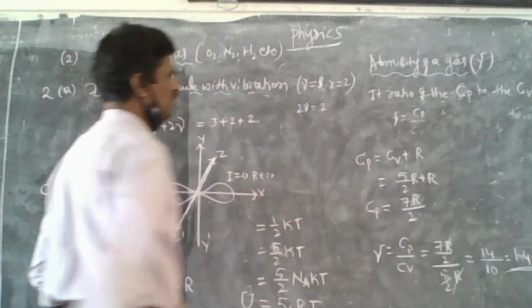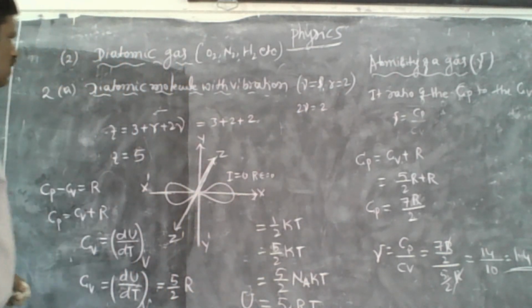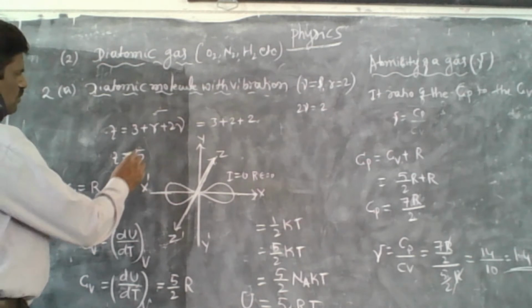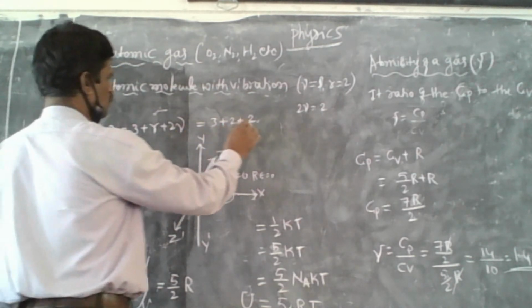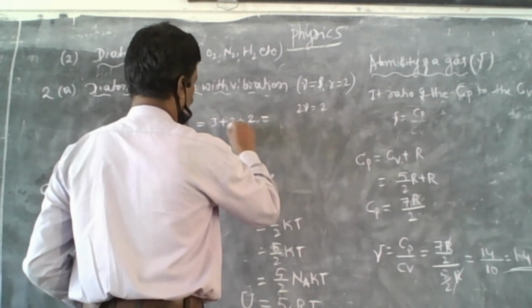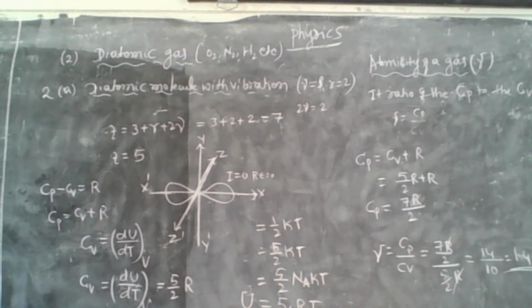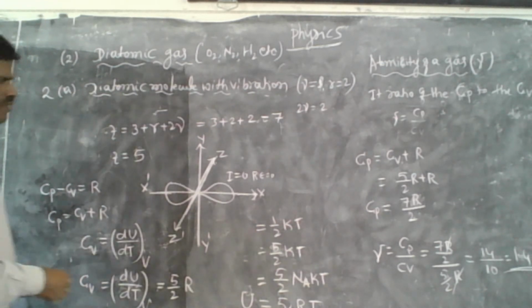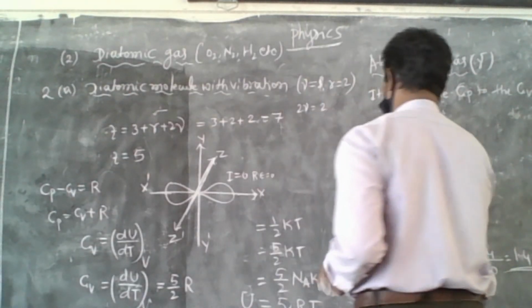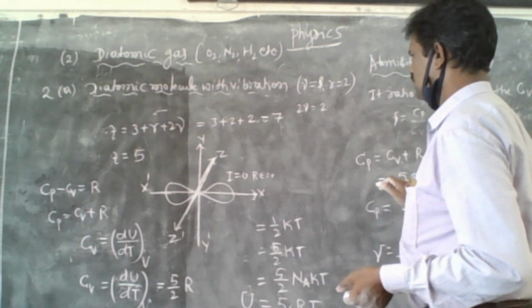We can put nu equals 1. Then we can say that 2 nu is equal to 2. So here F is equal to 3 plus 2 plus 2 equals, what does it become? 7. The total degrees of freedom of the molecule having vibration equals 7. Therefore, what is Cp? Cp is equal to Cv plus R.